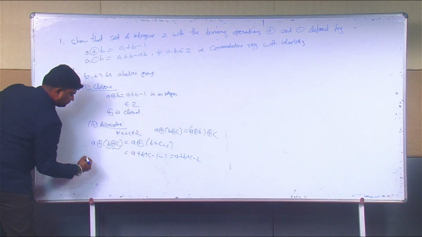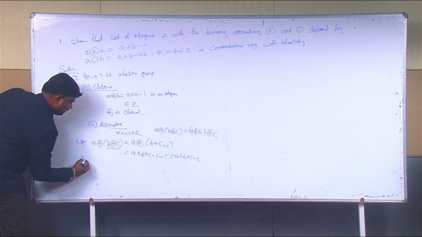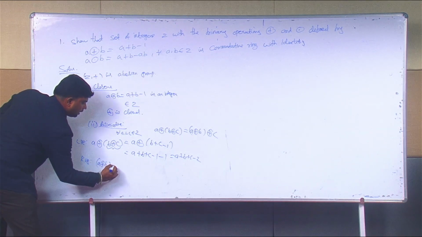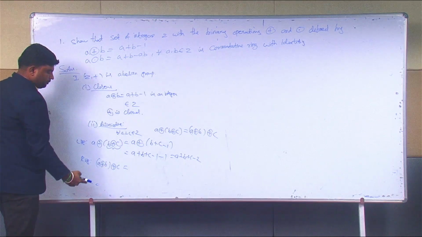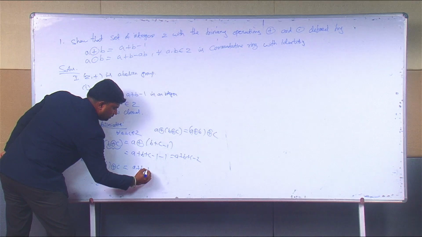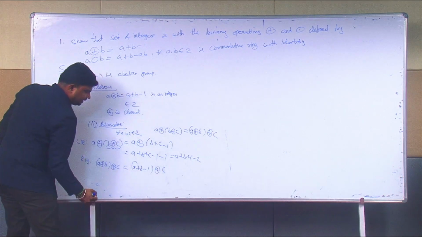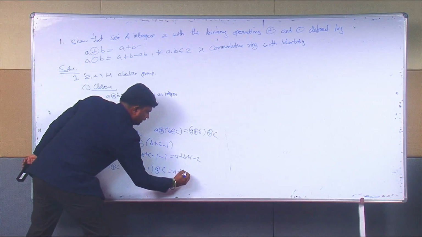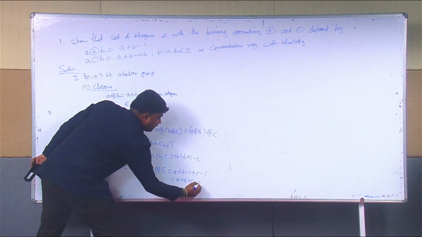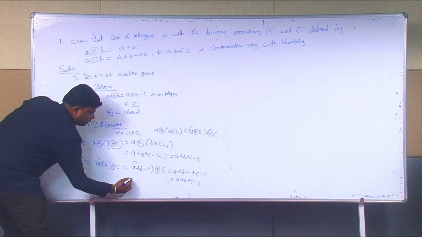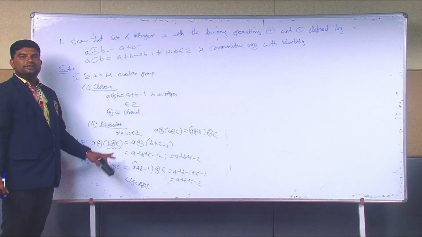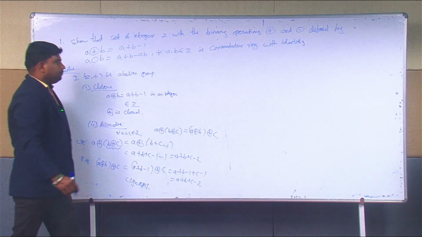So this is LHS. Now take RHS: (a addition modulo b) addition modulo c. By the definition of addition modulo, a addition modulo b is a + b − 1. Again addition modulo with c: a + b − 1 + c − 1, so a + b + c − 2. So LHS equal to RHS. So clearly the associative axiom is verified.